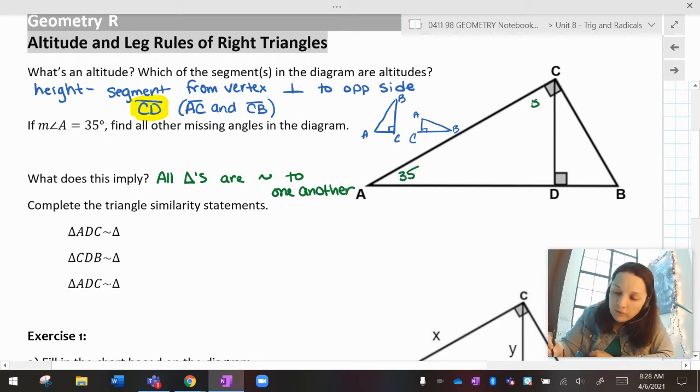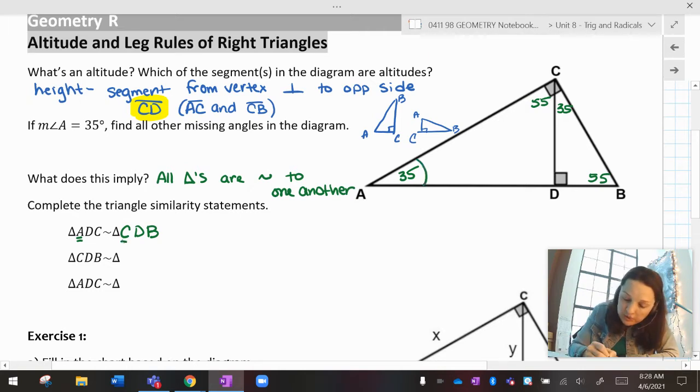So let me just put this back real quick so I can reference it in a minute. If we had to make some similarity statements, triangle ADC, that's the one on the left, is similar to the one on the right. Well, if I said ADC, then that would be similar to CDB, because angle A, which is 35, matches with little angle C, which is also 35. The D's are both 90. And then angle C and angle B are both 55. So ADC is similar to CDB. That's left is similar to right.